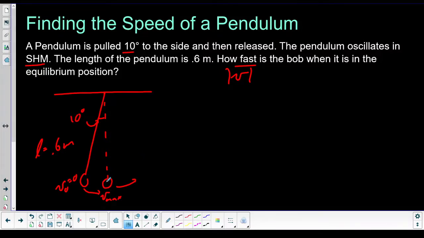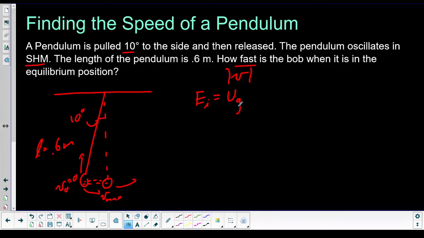This bob, because we've pulled it slightly to the side, has raised a teeny tiny bit. They're not the same height. So because this mass has been lifted up, it has gravitational potential energy. So our initial energy here is going to be the gravitational potential energy.